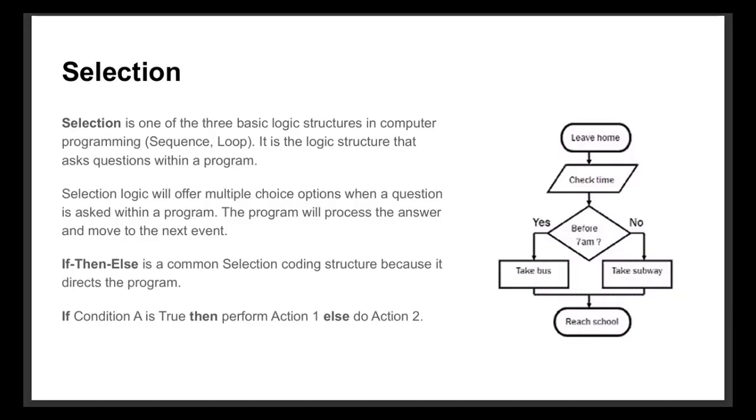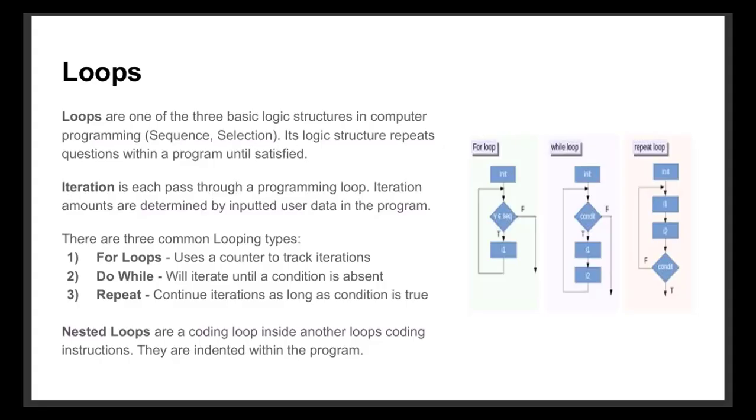And our third logical structure are loops. Loops are when we have some type of repetition within our coding instructions. We also mentioned that the term we use for this is iteration. Each time that we pass through or complete a programming loop, that repeating of those command instructions is called an iteration. We can identify the number of iterations by either numbers of repetitions or a specific time frame.